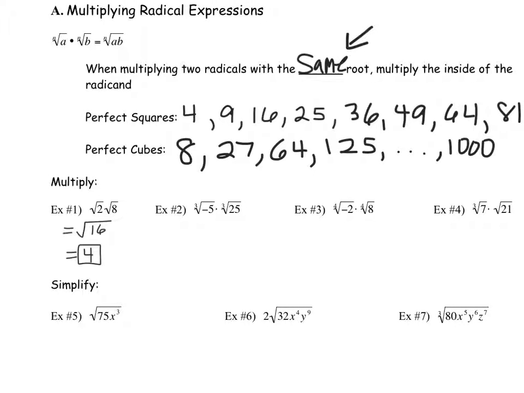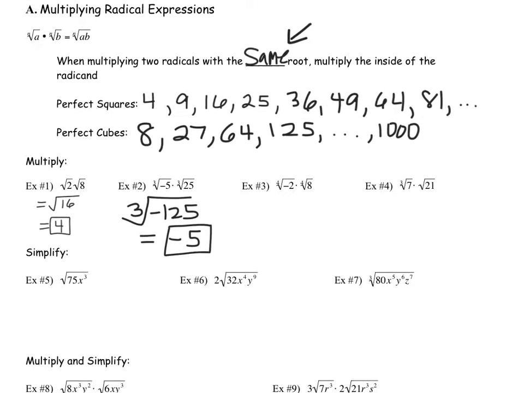There you go. All right, let's look at number 2. They're both cube roots. Let's go ahead and multiply them together. The cube root of negative 5 times the cube root of 25 gives us the cube root of negative 125. And what is the cube root of negative 125? Do you know it? Negative 5. Yep, negative 5. Remember, we're allowed to take cube roots of negative numbers. We're not allowed to take square roots or fourth roots of negative numbers, okay?